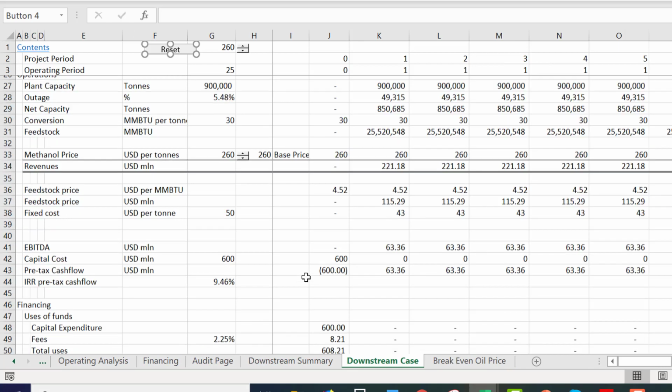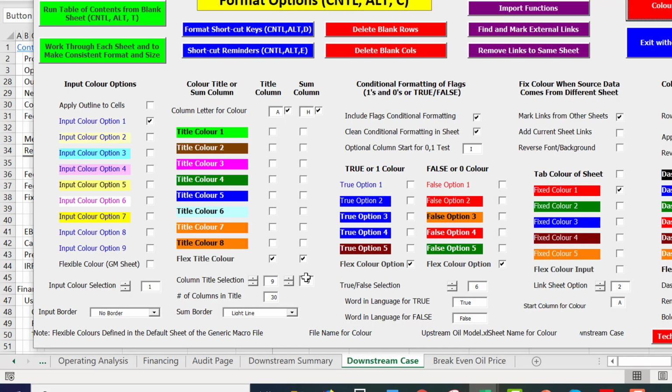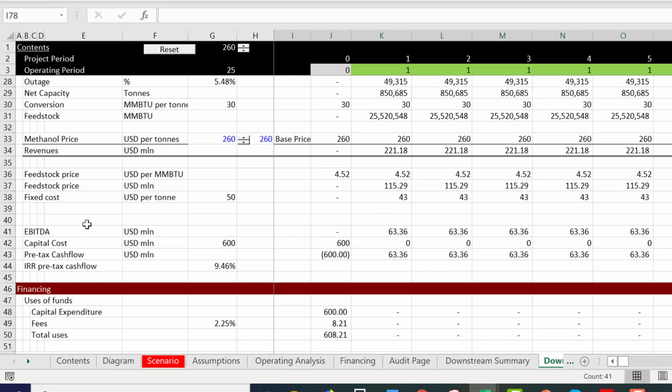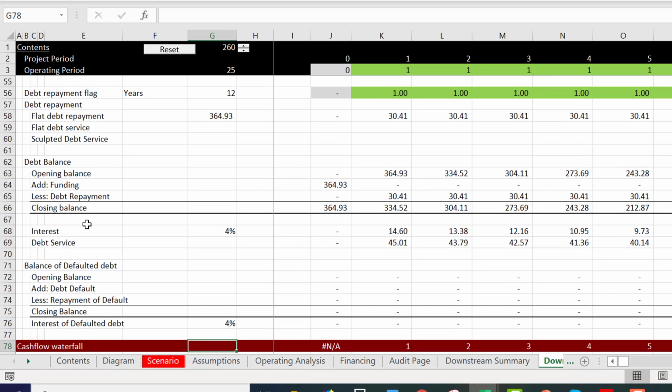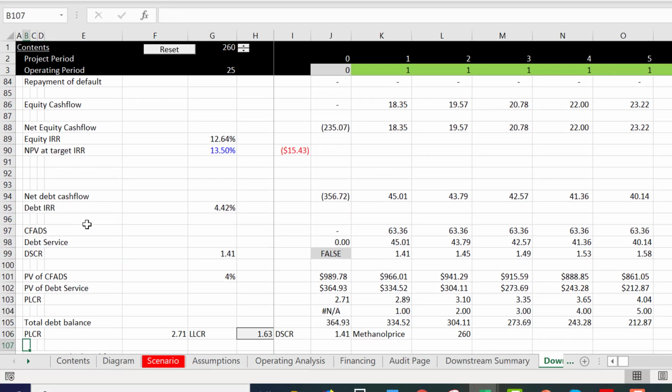Let's go down to this one, and I obviously need to make my generic macros. And if you're yelling at me about this, tough. Because I want you to stop wasting your own time with your silly coloring. Okay, and then you can go down and get the PV of the CFADS.